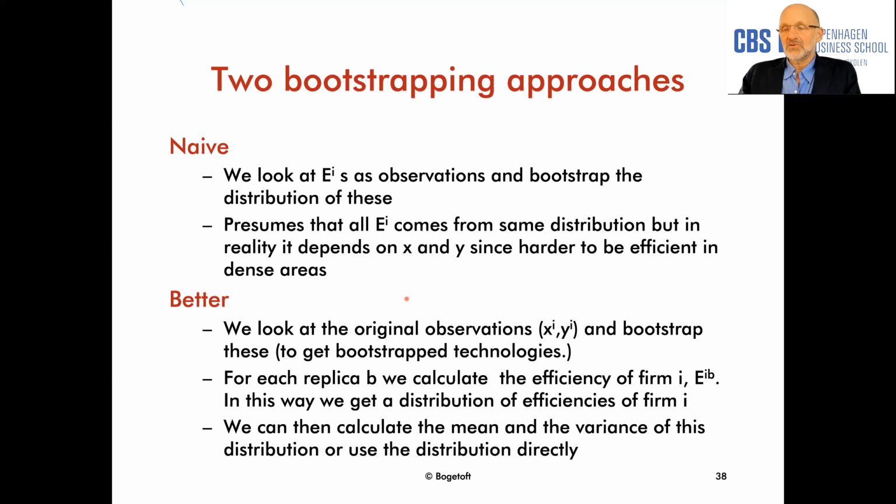But the idea is to bootstrap on the underlying input-output combinations. So we get bootstrap technologies. And for each replica, we calculate the efficiency of firm number i relative to this new technology. In this way, we get a distribution of the efficiencies of firm i against the bootstrap technology. And using that, we can calculate the mean and the variance of this distribution.